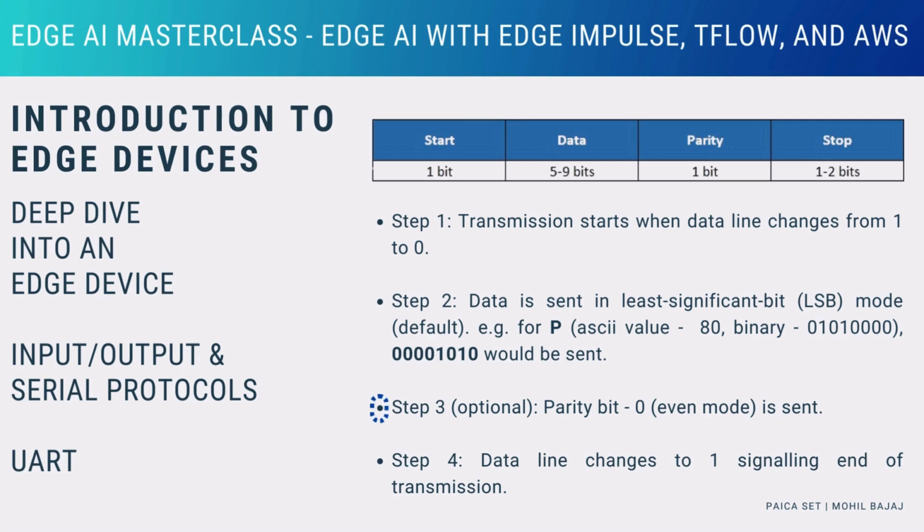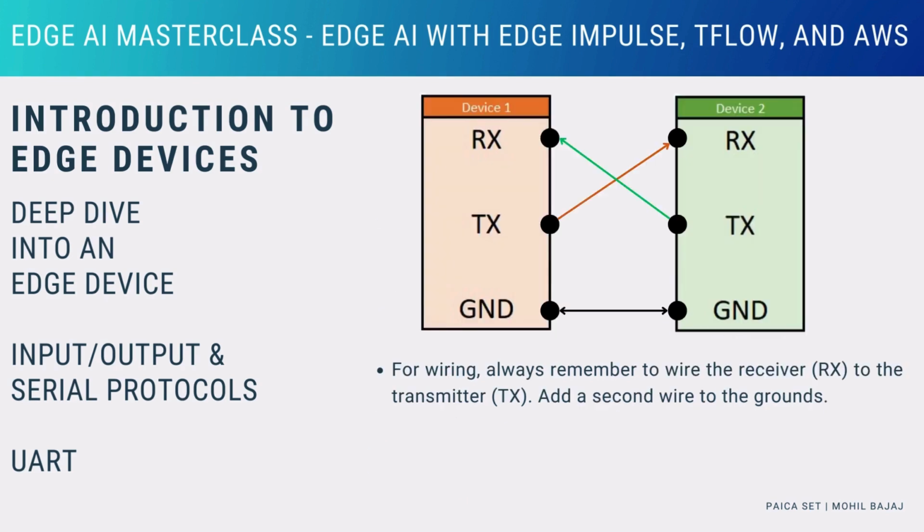Finally, in step 4, after the data and/or the parity bit has been sent, a stop bit with value 1 is sent to signal the end of packet transmission. And that is how a UART protocol works. Let's now look at the wiring, which is pretty straightforward as well. There are 3 wires including ground.